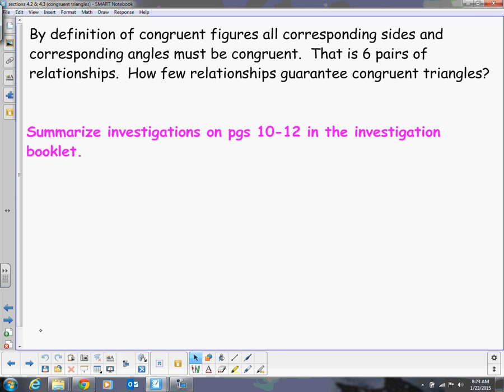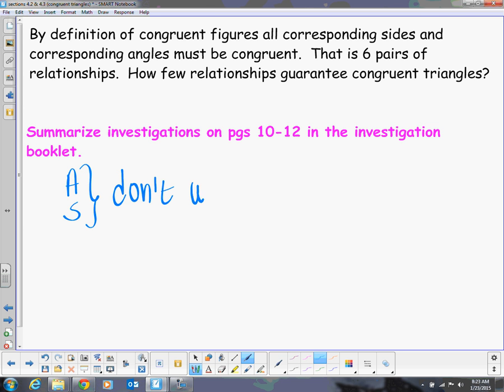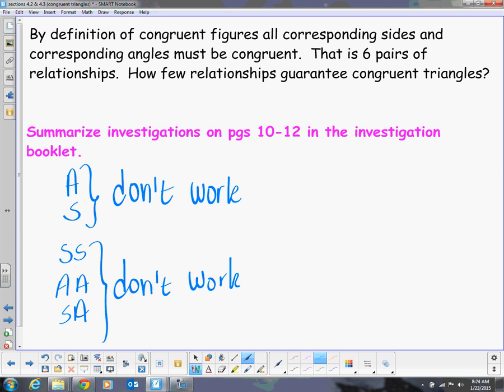All right. So I'm going to summarize everything we've done. We learned that angle, side, the single ones, don't work. Seems like a long time ago. This is the first day. Then we did side, side, angle, angle, side, angle, and they did not work. These are 4, 2, 4, 3 notes.